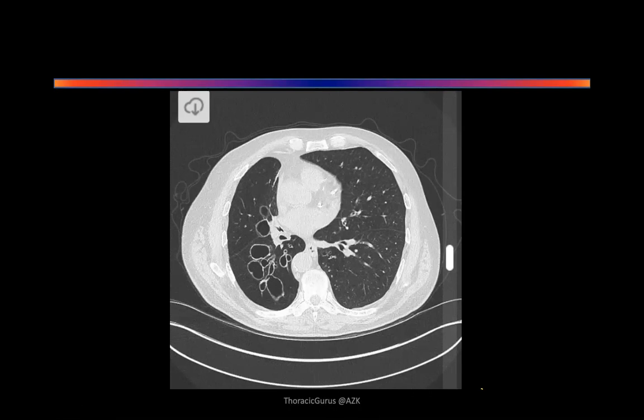Atelectatic changes, fibrotic bands. Use any word, I don't mind what you want to describe. But this is not normal lung. You agree with me or no? This is normal lung, but this is not normal. So there is evidence of some atelectatic fibrotic changes in the other side as well.